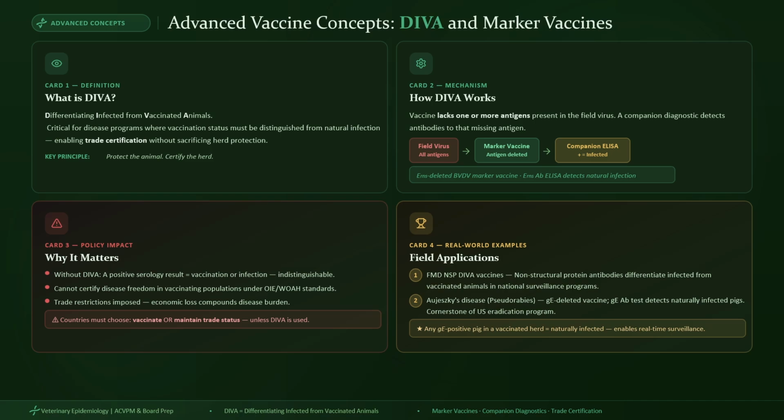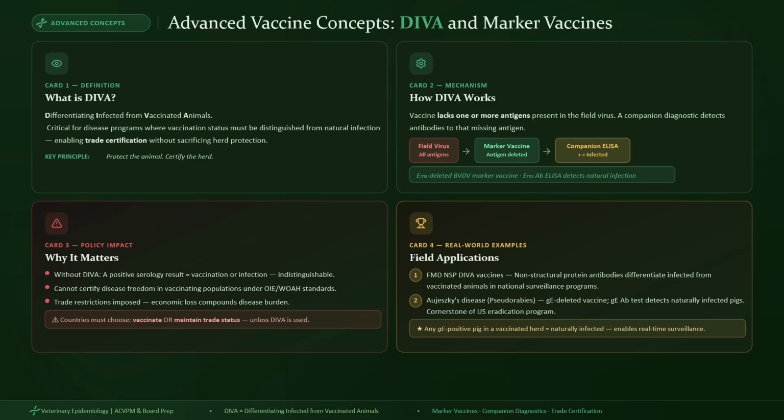Here's the problem. In most disease programs, a positive serology result is ambiguous. The animal could be vaccinated or it could be naturally infected, and you can't tell which. That means you can't certify disease freedom in a population that vaccinates, and under OIE/WOA standards, that can cost a country its trade status. DIVA fixes this with a marker vaccine.